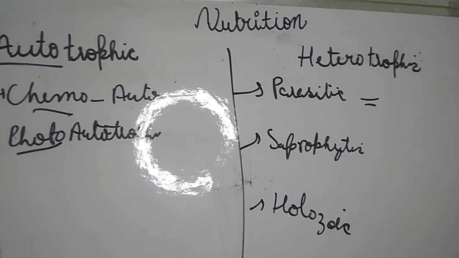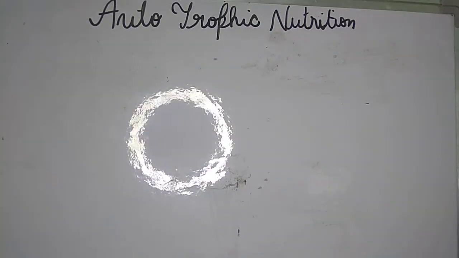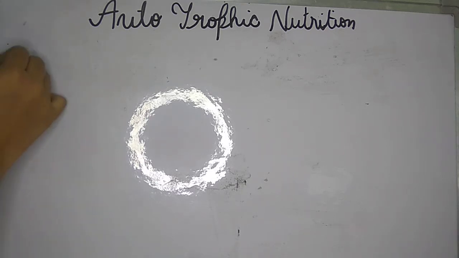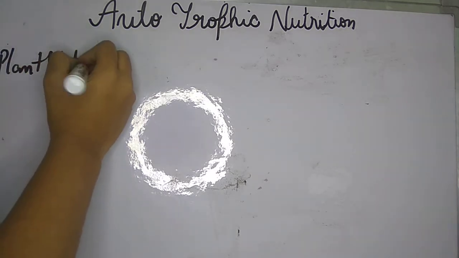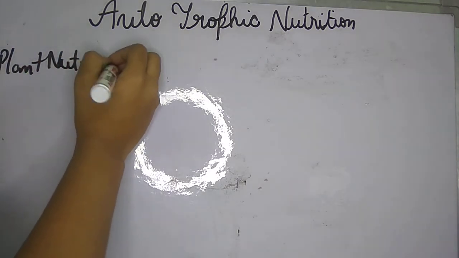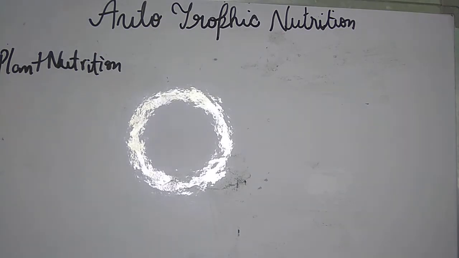So let's proceed. Autotrophic nutrition is a type of nutrition in which organisms synthesize their own food from simple inorganic substances to form organic substances, like CO2 and H2O. Let's talk about plant nutrition. Plants make their own food with the help of sunlight, chlorophyll and some raw materials.